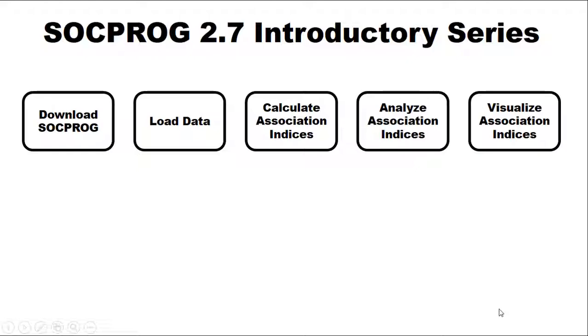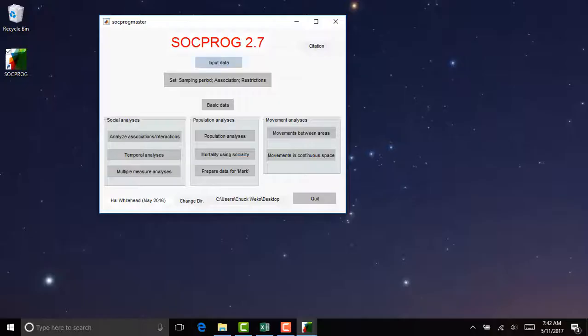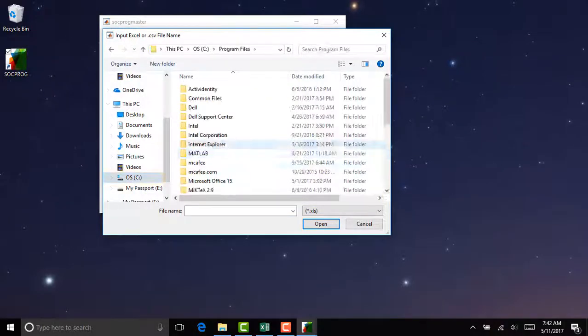In previous videos, we downloaded SOCPROG and loaded data. In this video, we're going to calculate association rates for social data. To do this, we will set sampling periods for the data, select the variable that defines an association, and set restrictions. Then we'll analyze the data. First, we quickly load our data.